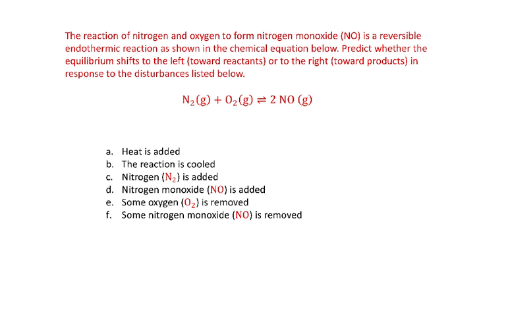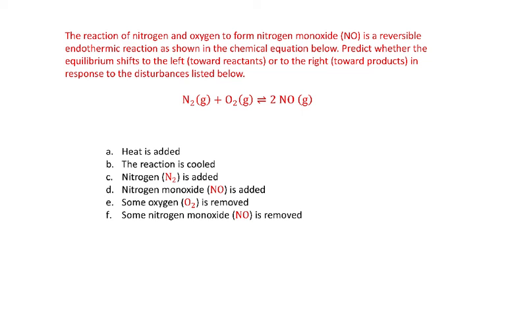Okay, here's a whole bunch of questions. Here's the reaction of nitrogen and oxygen to form nitrogen monoxide. It is a reversible endothermic reaction as shown in the chemical equation below. Predict whether the equilibrium shifts to the left, toward reactant, or to the right, toward product, in response to the disturbances listed below.